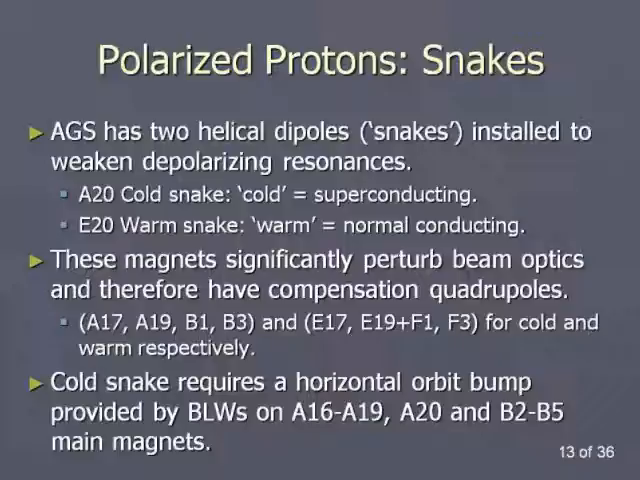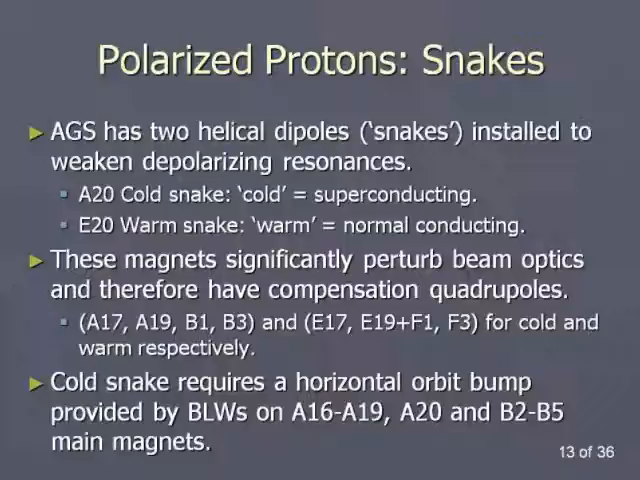I can make a better picture of it. A19 and B1 are extra quads. If you go in there, there are these little skinny quads, sometimes we call them the thin quads. They're just sandwiched in between 2 main magnets. And B3 is another pre-existing quad that has extra windings around it. These are around the cold snake, right? The cold snake is at A20.